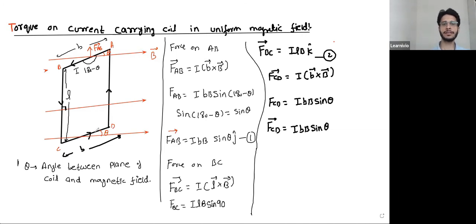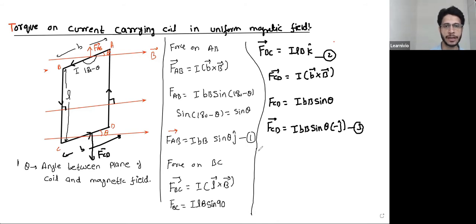If I apply the right hand thumb rule, then the force will act on this section in the downwards direction. See, place your fingers going into the plane of the screen and then curl them horizontally. Your thumb should come in the downwards direction. So force will be downwards. Downwards means minus j cap. That's equation number 3.